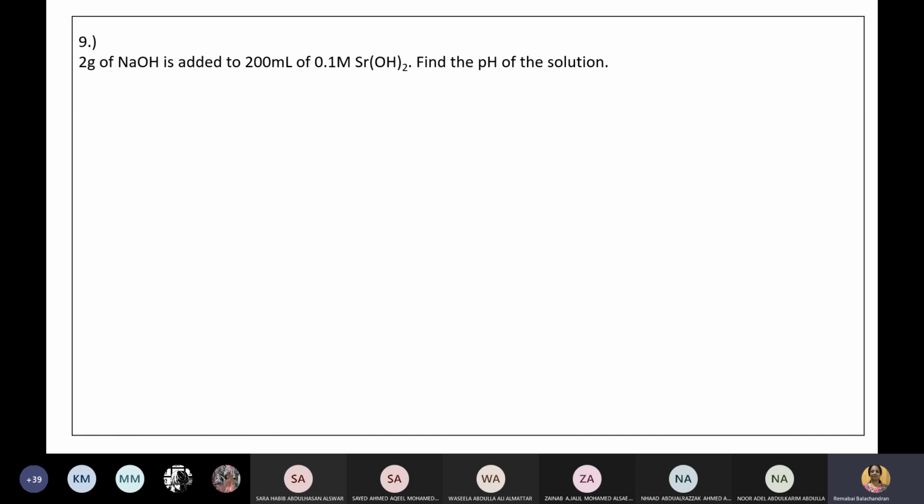This one I don't know how to solve. You should help me. 2 grams, so we divide 2 grams by the molar mass to get the moles, and then divide moles by the volume in liter.